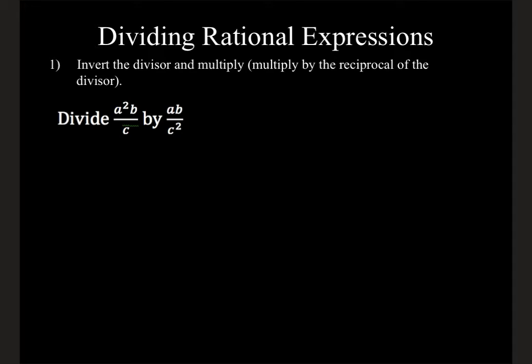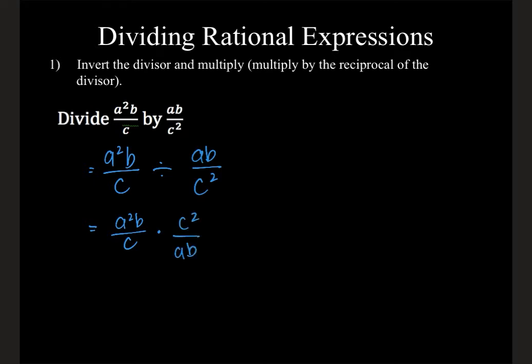When we're dividing, again, we're doing it the same way we do with fractions, where we multiply by the reciprocal of the divisor. Basically, I am keeping my first fraction the same, and then flipping the second one, and then just following the rules of multiplication. So for this one, it's going to be a squared b over c divided by ab over c squared. Because of the rule, I'm going to have to write it as a squared b over c multiplied by the reciprocal of that divisor, my second one. So it's going to be c squared over ab.